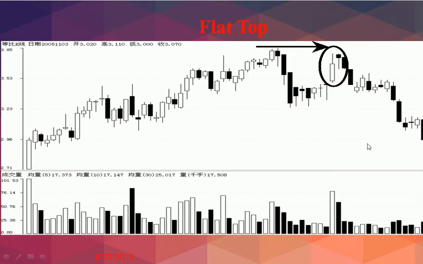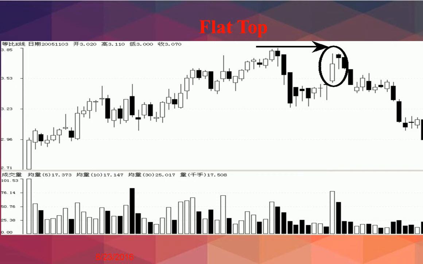This is the flat top, okay? So the flat top, what's the flat top? This is the top point, the high point. Then the price goes down again. Then the price has some rebound. Then we can see it cannot break through the previous high point. Here is the sell point, okay? Because this is called a flat top, you should prepare to sell, okay?